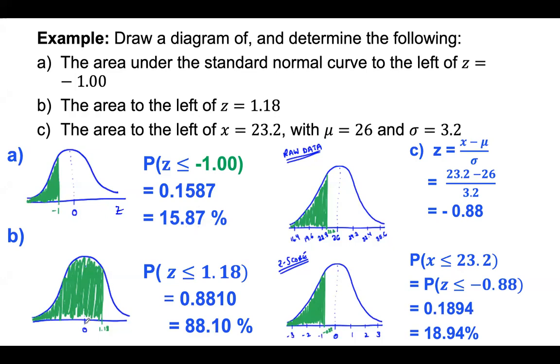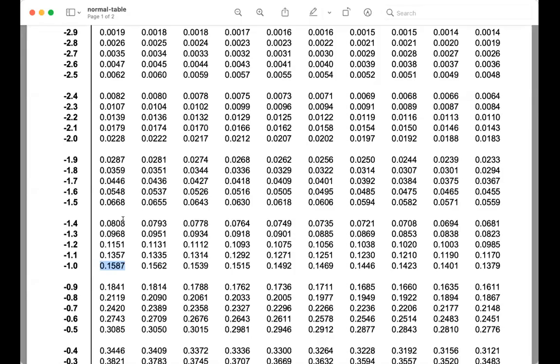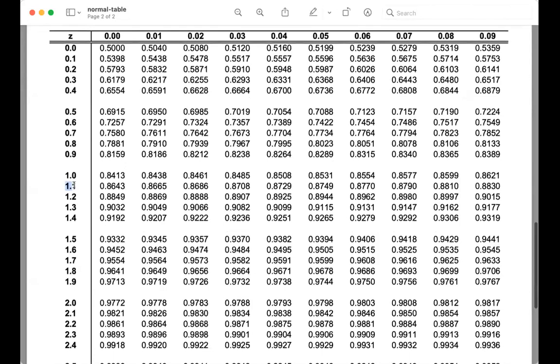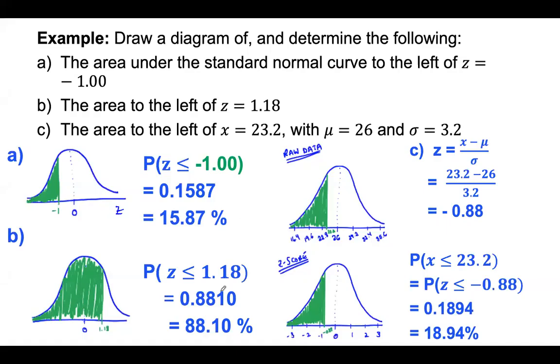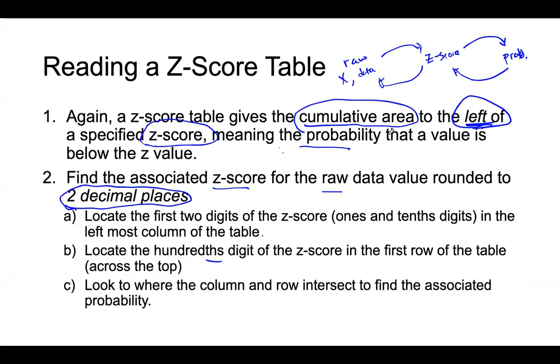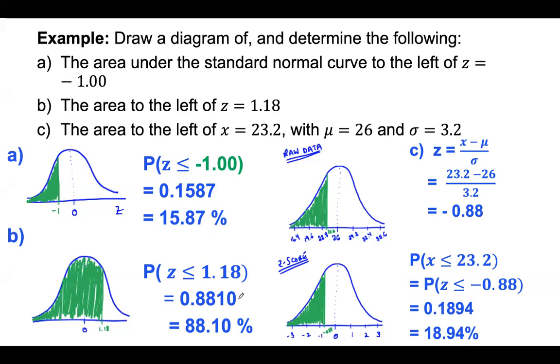The next one is the area to the left of z equals 1.18. This would be on this side of 0, since it's positive, not negative. So 1.18: here's 1.1, and then we try to find the 8 down here. So I got 0.8810. And then we can multiply it by 100 if we want the percentage. Sometimes we like to just leave it between 0 and 1.